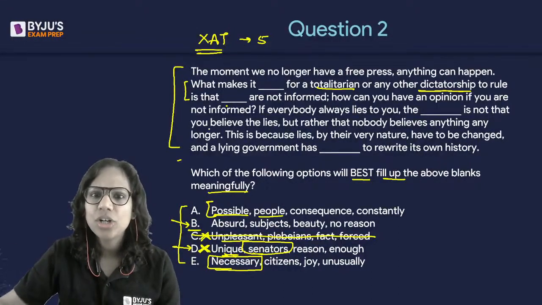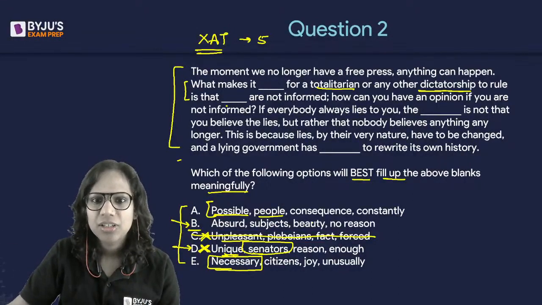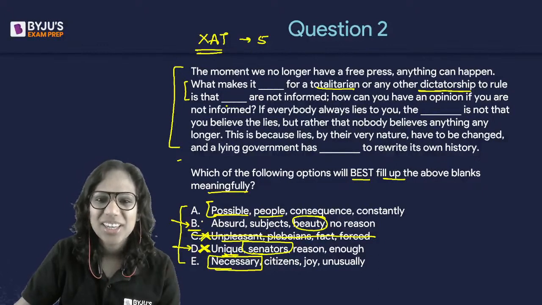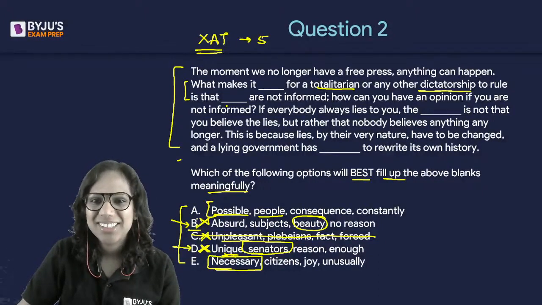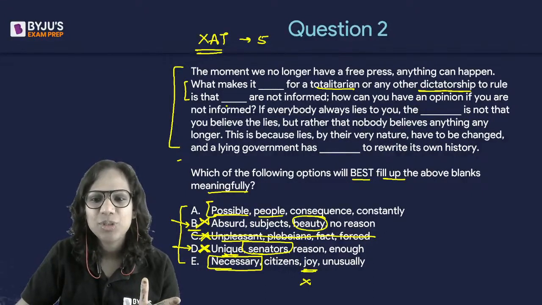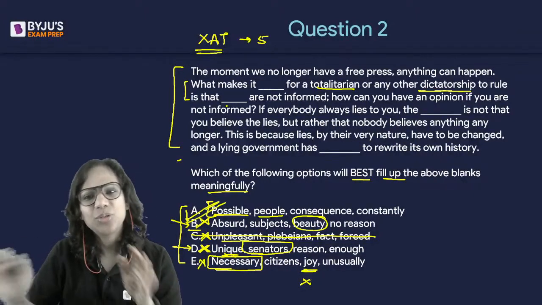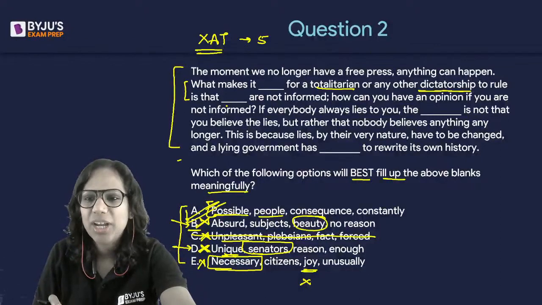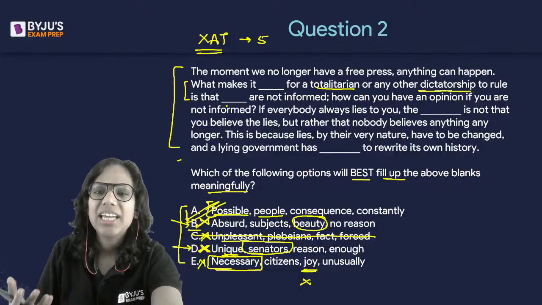The dash is not that you believe the lies. The beauty, how does this fit here? The beauty is not that you believe the lies. Okay, eliminated, right? The consequence, the joy again does not make sense here. Beauty, joy, these words don't make sense. And right at this juncture, you realize now A is the answer. Fourth blank we don't even need to look at. You get it? So this is how you eliminate.